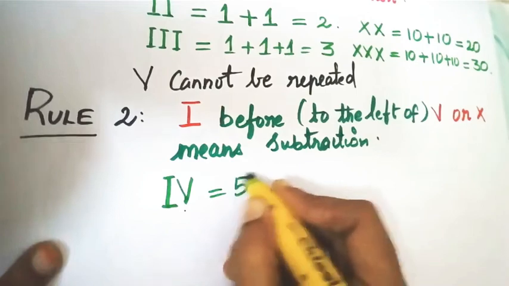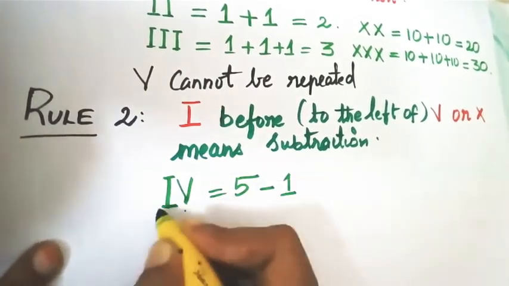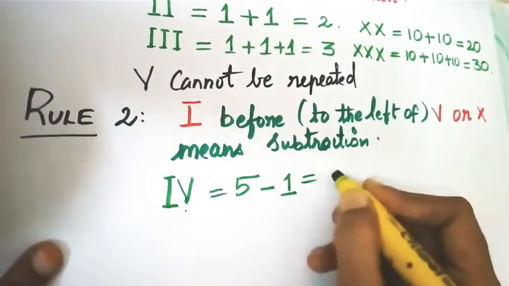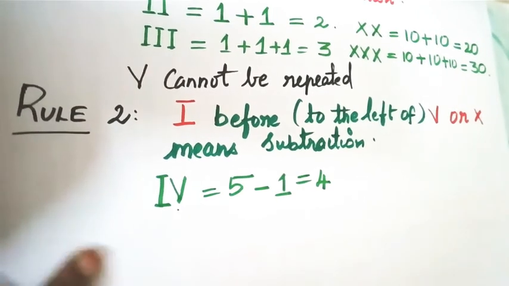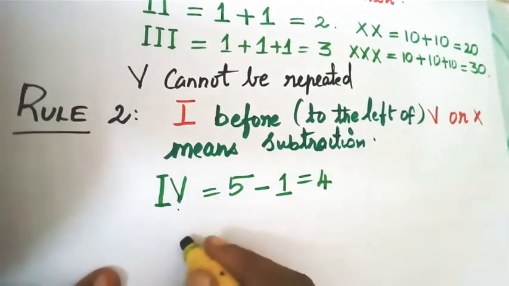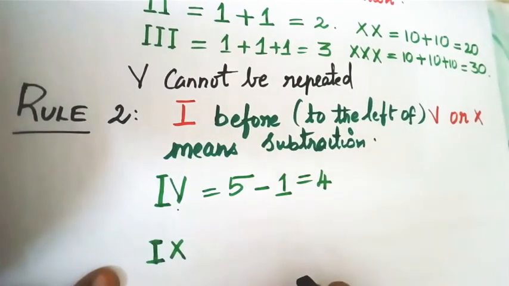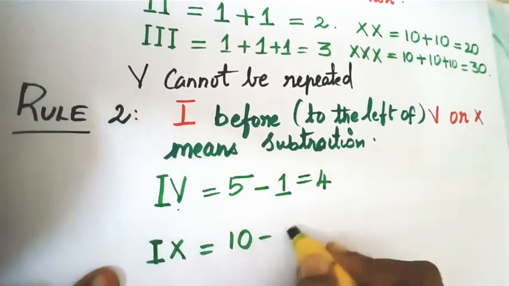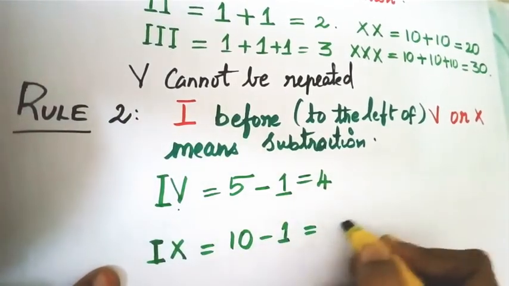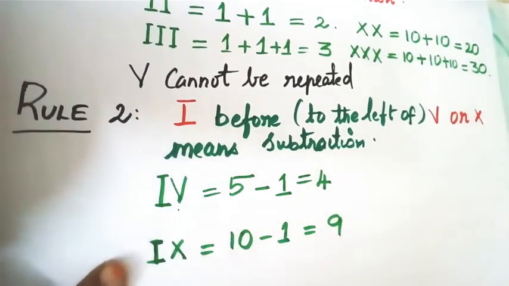What is the value of V? It is 5. Value of I is 1. And since it is to the left, you have to subtract. What do you get? 5 minus 1 is 4. So IV is 4. Similarly, we shall do it for IX. See, I is before X. So you have to subtract. The value of I is 1 and the value of X is 10. Subtract, 10 minus 1 is equal to 9.